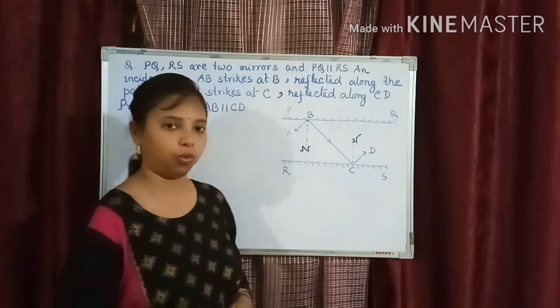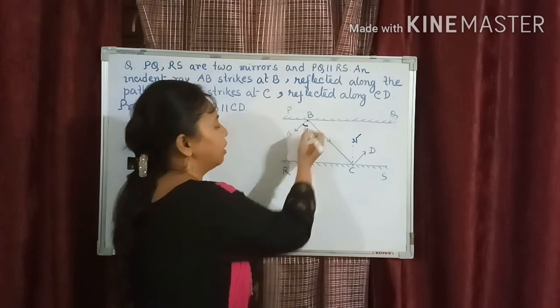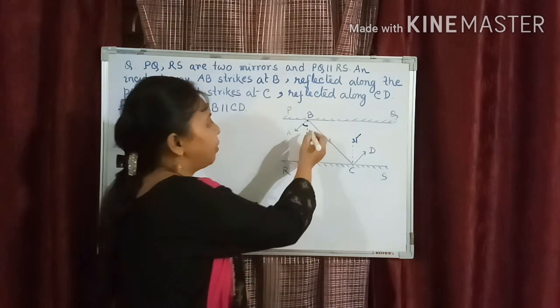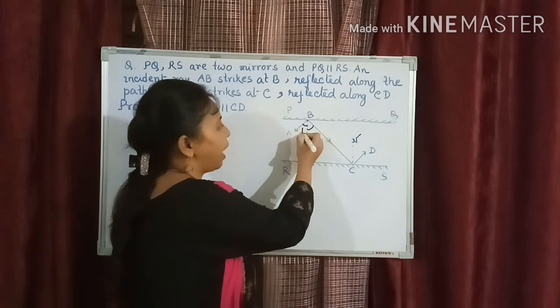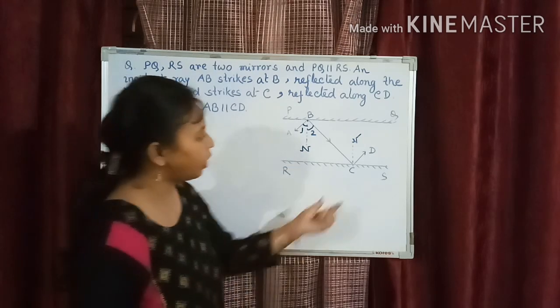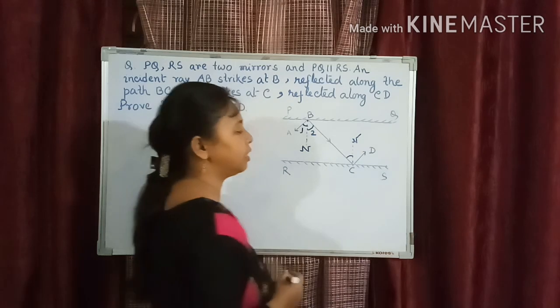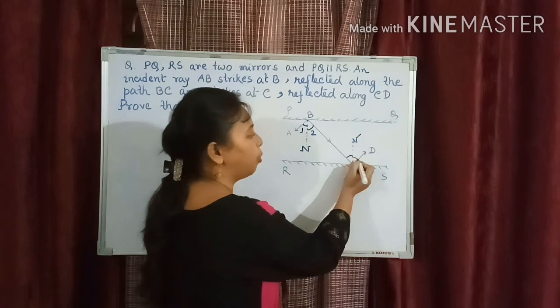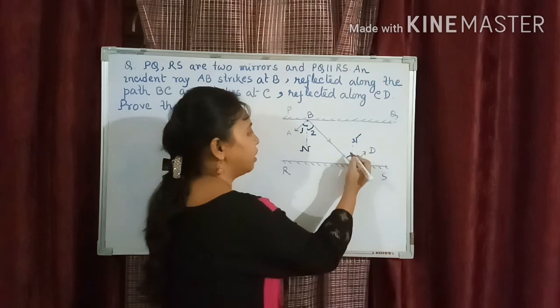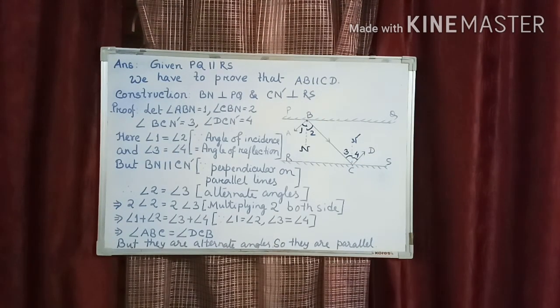So if we recall the law, then we know the angle of incidence is equal to the angle of reflection. Suppose I name them 1 and 2. Here also at this point C, the angle of incidence and angle of reflection are both equal. Suppose their names are 3 and 4. Given PQ parallel to RS, we have to prove that AB is parallel to CD.